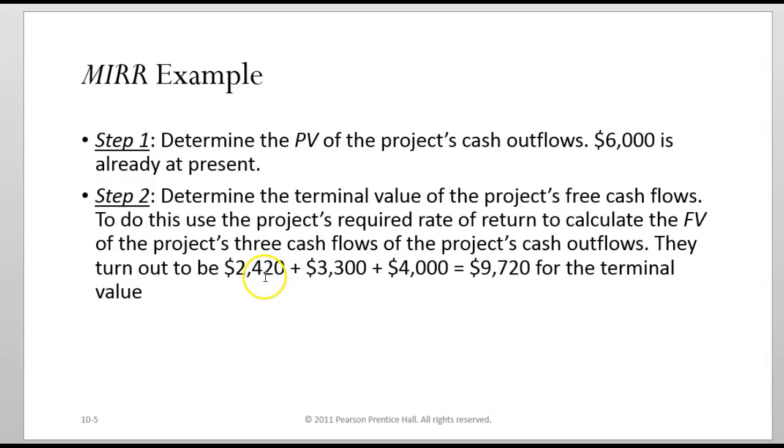So now, instead of bringing it back to present, we're going to the future, and that 2,000 is worth 2,400, 3,000 is worth 3,300, and 4,000 is worth 4,000. So that whole project in the future, if we take a future value and a terminal value, is worth 9,720.